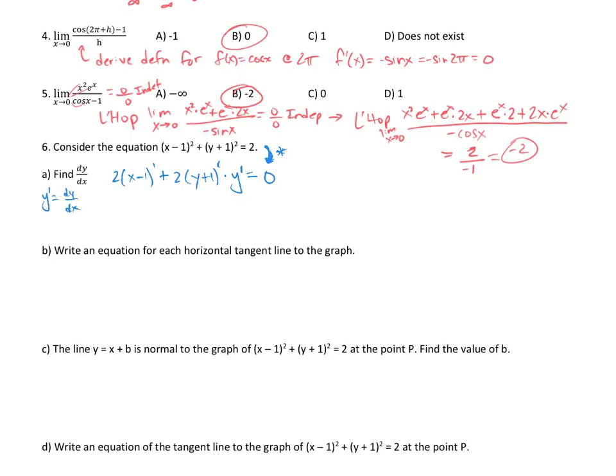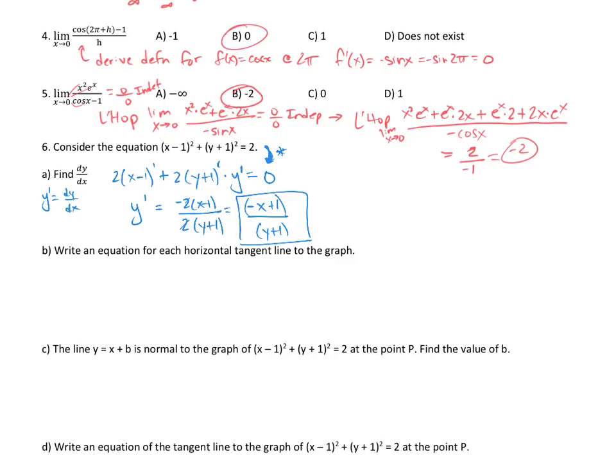Okay, so now let's go ahead and solve this for y prime. So I'm going to subtract the 2 times x minus 1 over, and then divide. So I end up with y prime being negative 2 times x minus 1 to the first power, and then I'll divide it by this 2 times y plus 1 to the first power. So that reduces with that. Now you could leave it like this, or you could rewrite it as negative x plus 1 over y plus 1. Either way. But there you go. That's that first derivative.